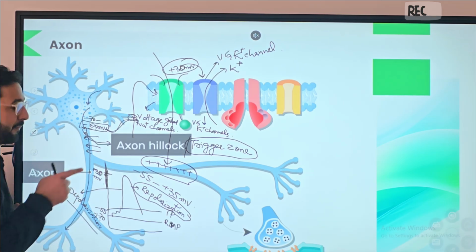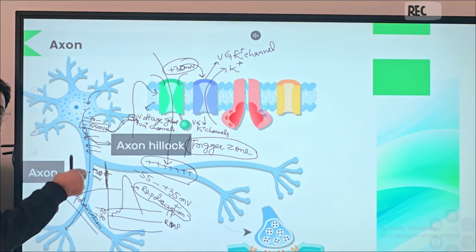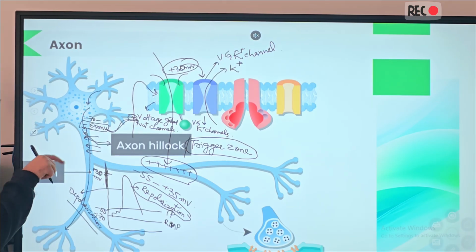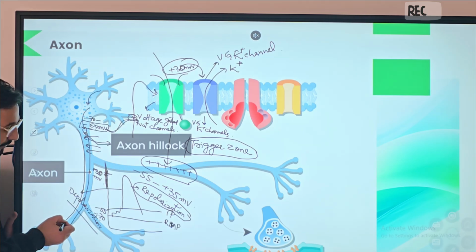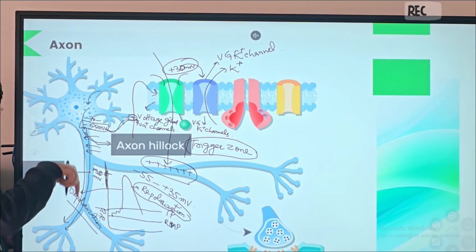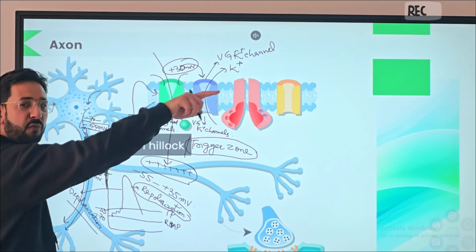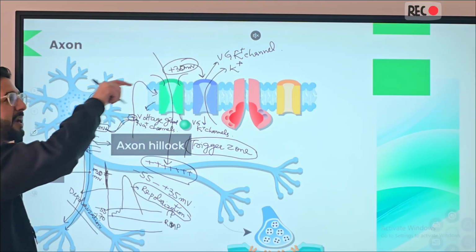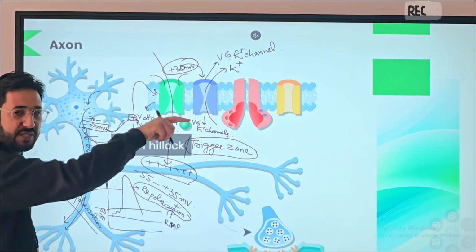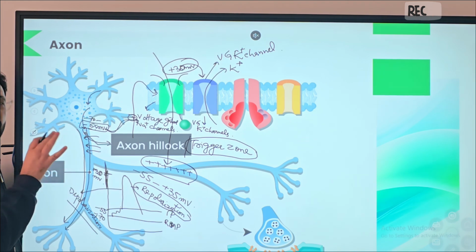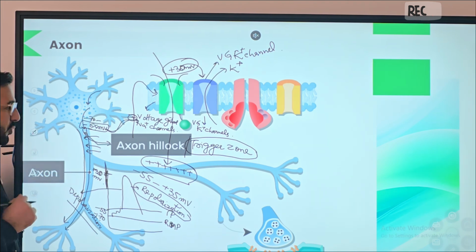Okay, but remember, the wave of depolarization is going towards the axon terminal. It will be followed by the wave of repolarization. The wave of depolarization is because of the opening of voltage gated sodium channels, and the wave of repolarization is because of the opening of the voltage gated potassium channels. We will talk about the mechanism in detail in future videos.